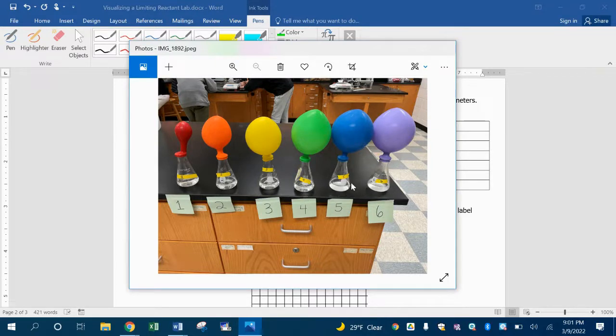In fact, even in this picture, you can see here at the bottom that there's some baking soda left behind, meaning that vinegar was our limiting reactant and our baking soda was our excess. We could have really had a flask number 7 where we added an entire box of baking soda, and the balloon shouldn't get any larger because our vinegar was our limiting reactant.